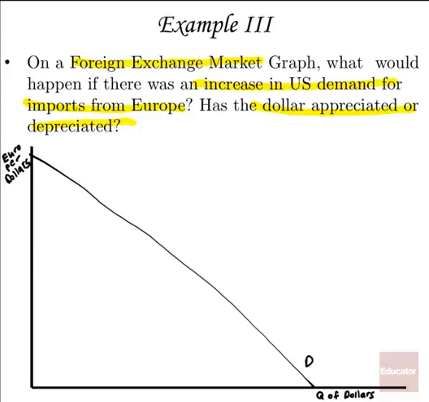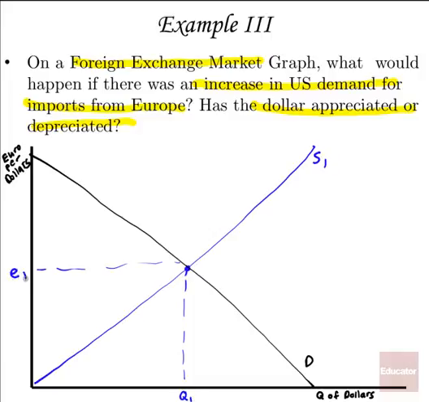And you have the supply of US dollars. And you have E1 here. So if there's an increase in US demand for imports, what has happened to the dollar? Well, if there's an increase in demand for imports from Europe, then the supply of dollars is going to have increased because more dollars are flowing into that. The supply of dollars is increasing into the foreign country. So supply has increased here. So E1 goes to E2.